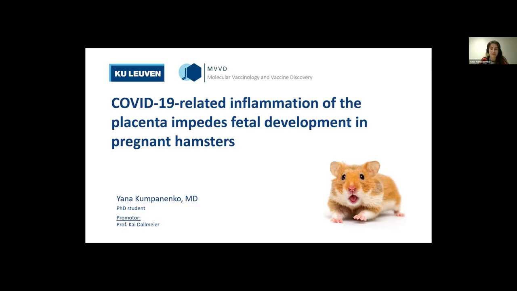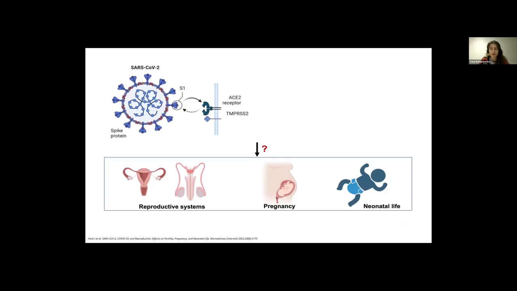I'm working on the pregnancy model and the effect of SARS-CoV-2 on it. The topic is COVID-related inflammation of the placenta, and it causes fetal development problems in pregnant hamsters. As we know, SARS-CoV-2 is a respiratory virus, but how do we connect it to the reproductive system, the pregnancy or neonatal life?